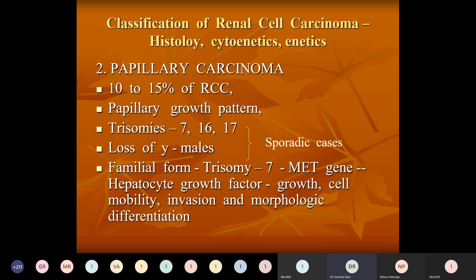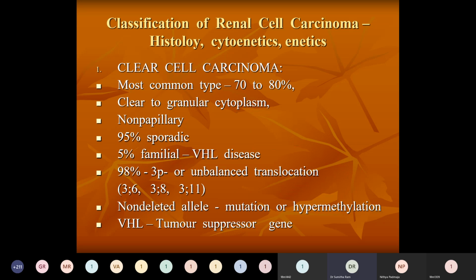Now, the classification of renal cell carcinomas is based on histomorphology, into 4 different types. The first one is clear cell carcinoma, which is the most common type, comprising 70 to 80% of the tumors, and they have a clear to granular cytoplasm. They are non-papillary; when I say papillary, it means it has finger-like projections. 95% of these cases are sporadic and 5% are familial, related to von Hippel-Lindau disease.